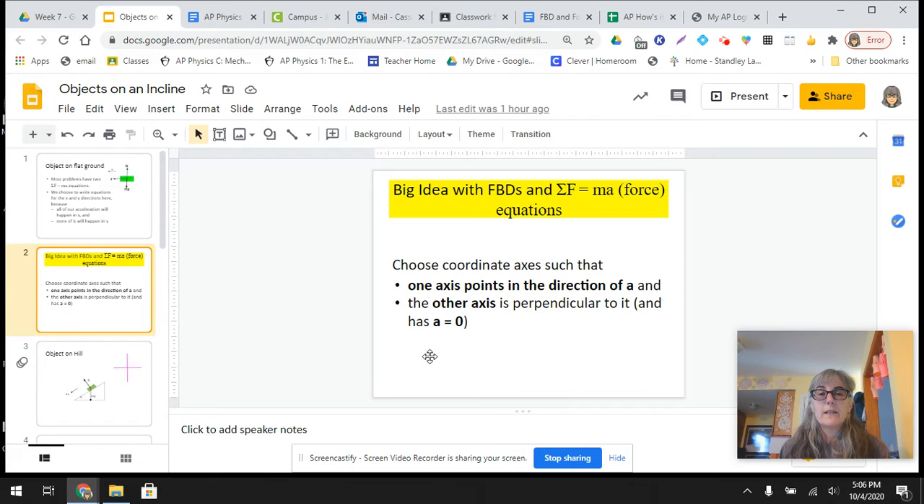So one of the big ideas with free body diagrams and force equations is that you're going to choose your coordinate axes such that one axis always points in the direction of acceleration. The other axis is going to be perpendicular to that axis, and it should have an acceleration of 0. The last thing you want to do is deal with components of acceleration. That is really awful. So one axis always points in the direction of acceleration.